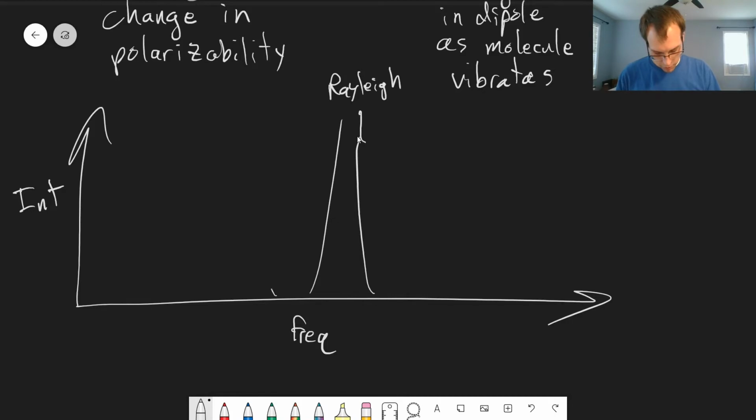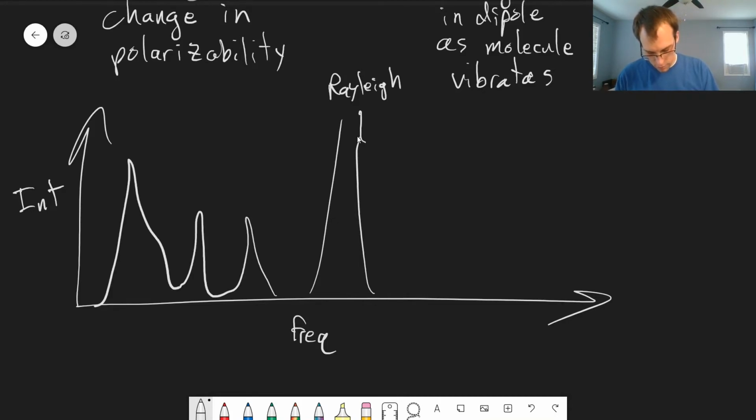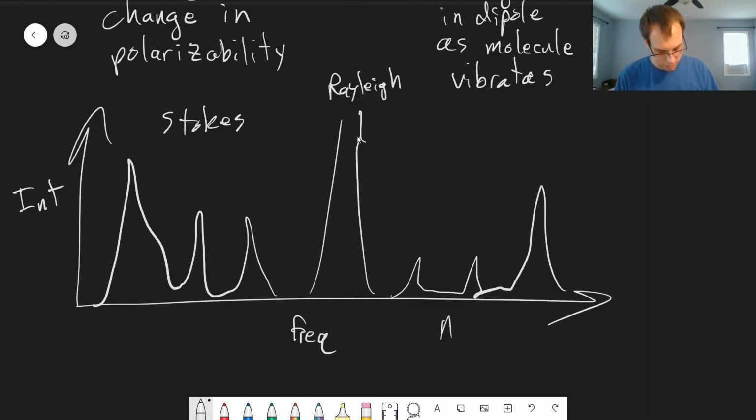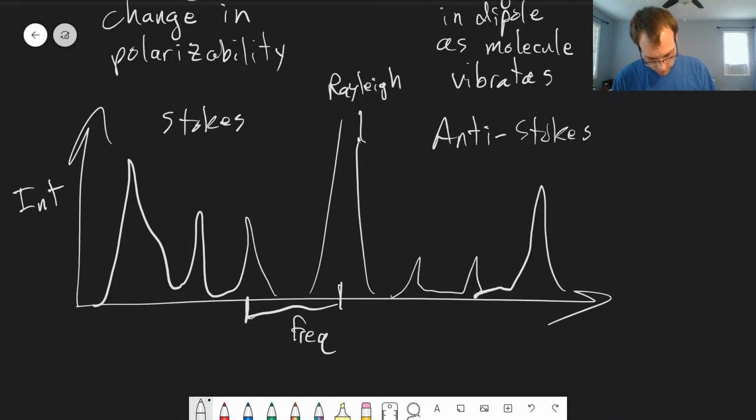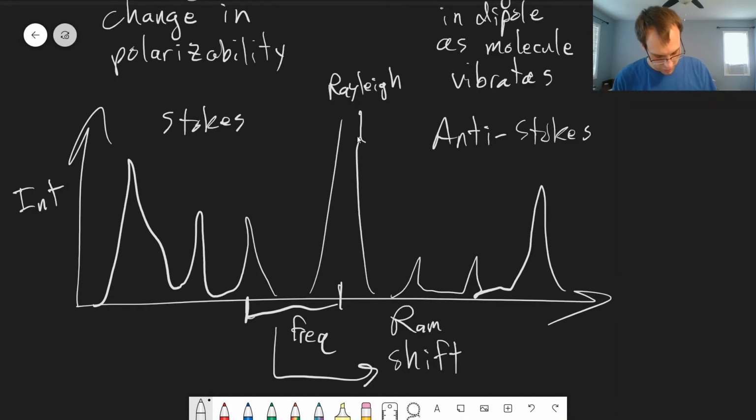At lower energy, we'll get peaks from our Stokes scattering, where the molecule has gained some energy and the photon has lost a little bit of energy. And to the right, usually weaker, in sort of a mirror image, this will be our anti-Stokes. And when we measure Raman spectroscopy, we usually look at the shift. What's the shift here? The Raman shift is directly related to the energies of our vibrations.